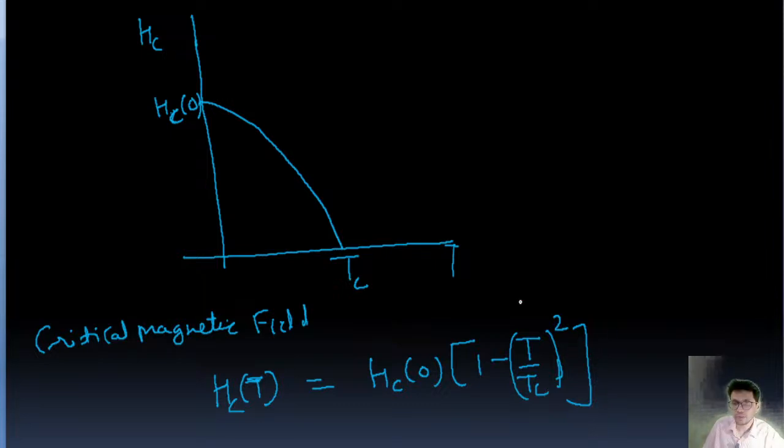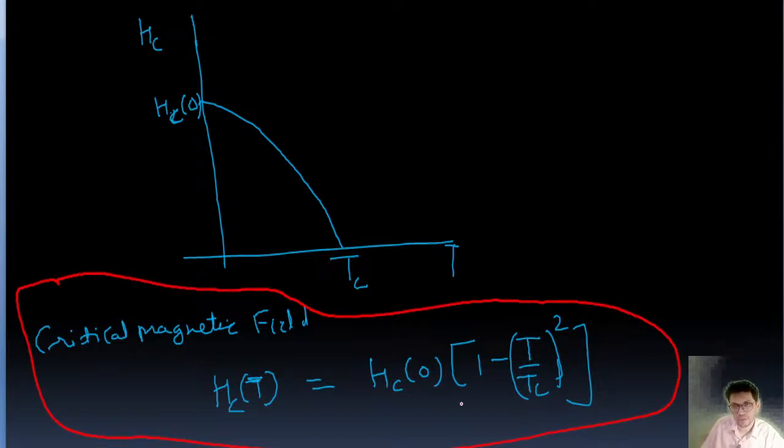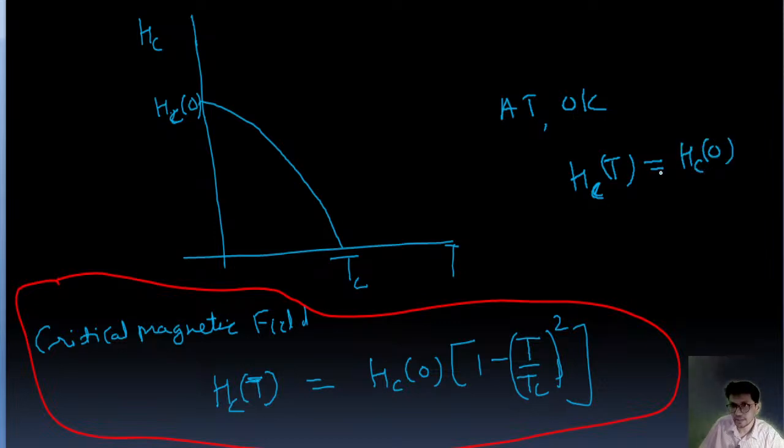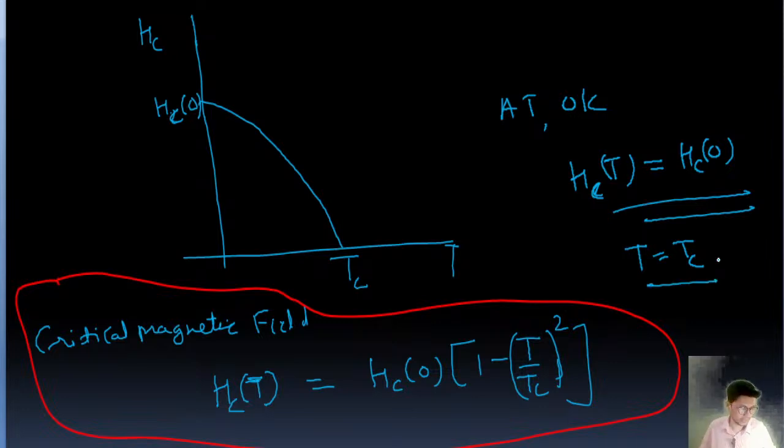Okay, this is a very important formula. You need to note it down. Tc is the critical temperature or transition temperature. And also, guys, at 0 Kelvin, the magnetic field at temperature T is going to be equal to the magnetic field at 0 Kelvin. In that case T is going to be equal to Tc. So this is an important thing, guys.